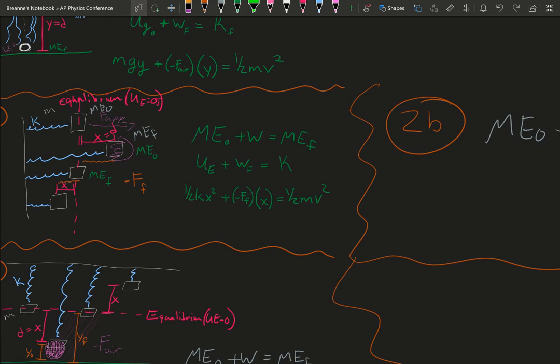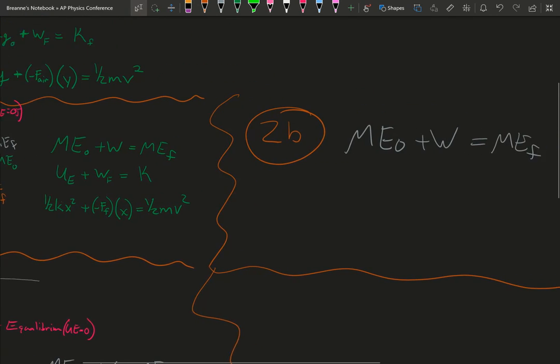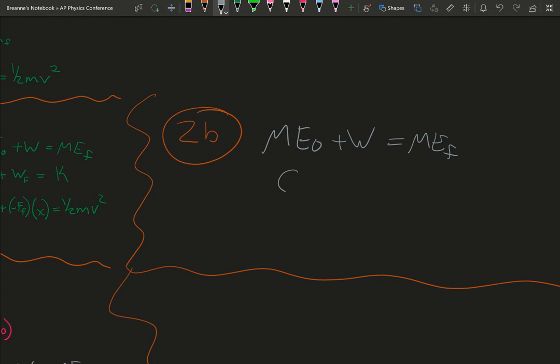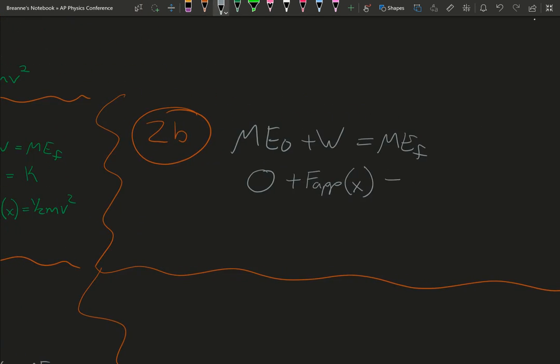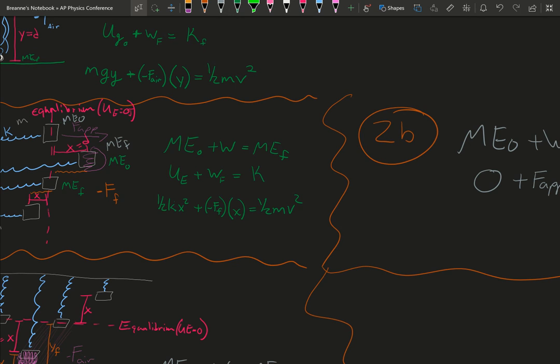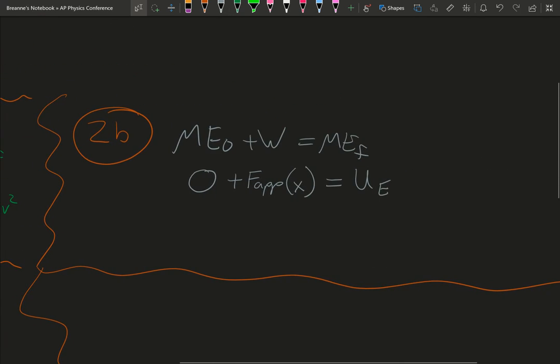At the beginning, there's actually no work being done because it's at equilibrium, it's chilling. So our mechanical energy is going to be 0. The only way I'm putting work into it is by physically dragging it. So that would be our force applied times our x, because I've moved it x. And that will equal our elastic potential energy, because right here it just has elastic potential energy. So this would be the work of the applied force.